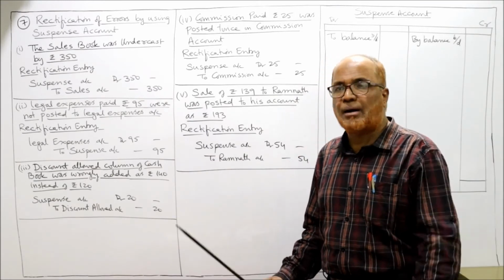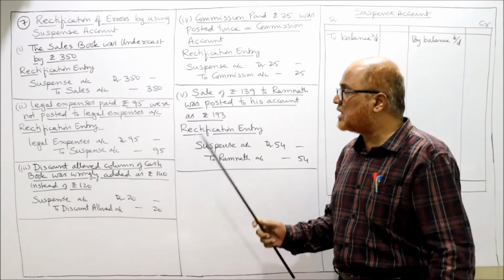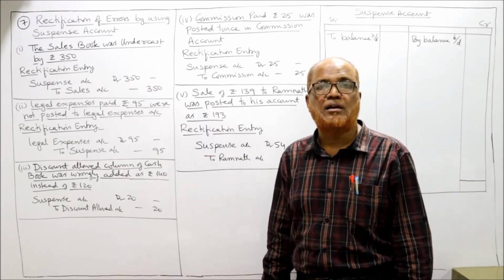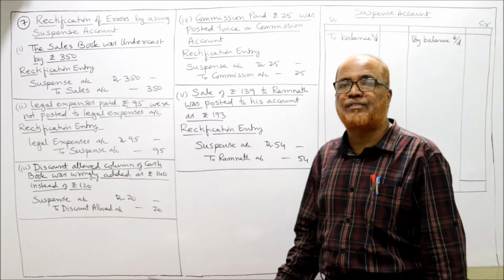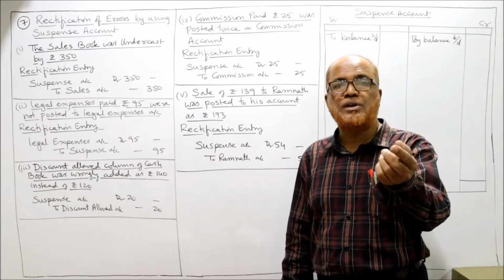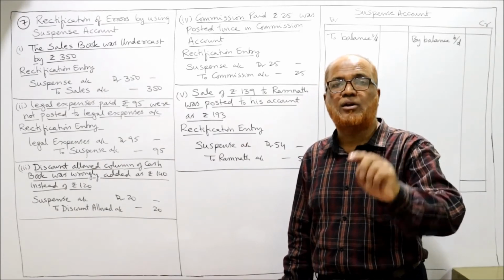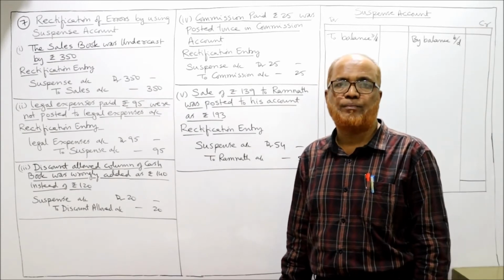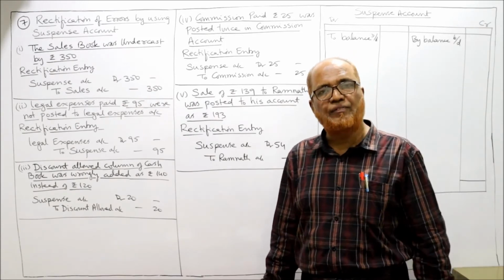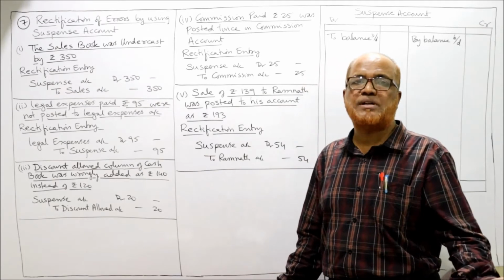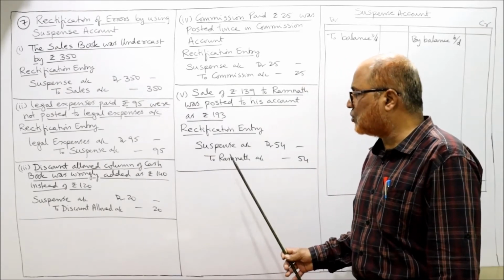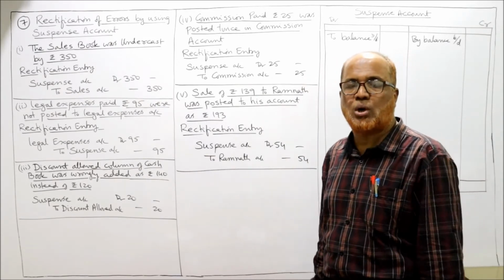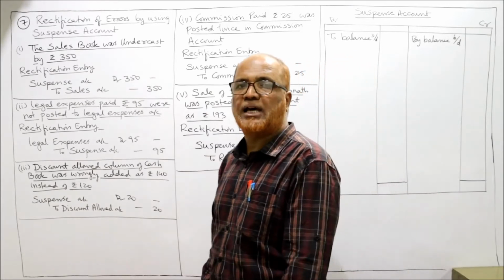Because we have to debit Ramnath by 139, but by mistake we have taken on debit side 193. So how much excess we have taken? 54 rupees. So 54 rupees more debit we have given to Ramnath. So Ramnath account should be credited by 54. So debit should be given to suspense account: suspense account debit to Ramnath account 54. That's all. So we have rectified all the errors.